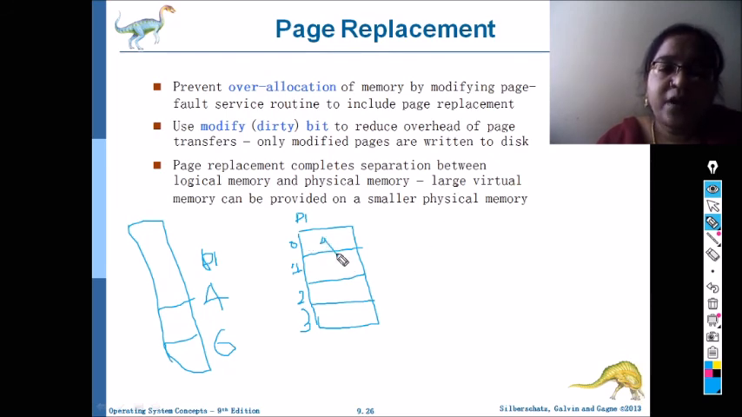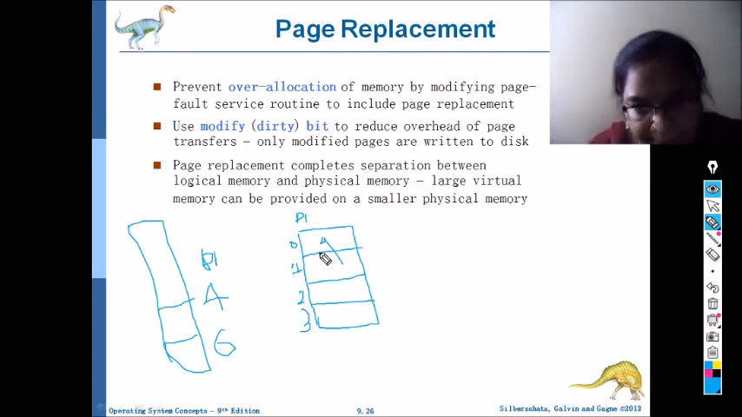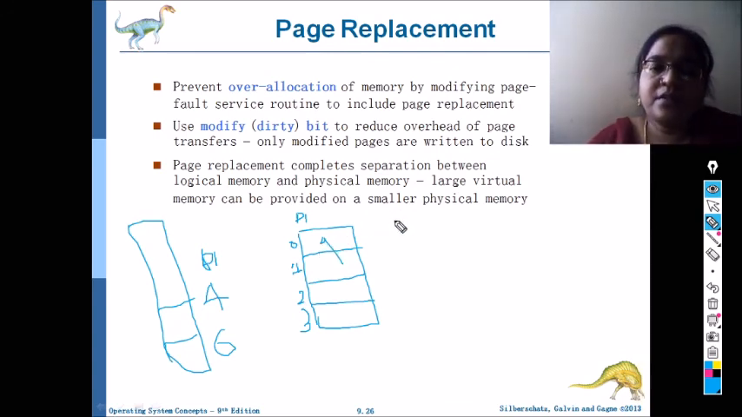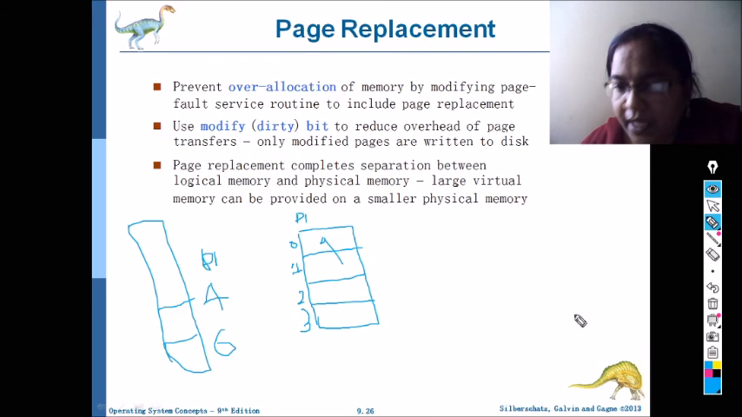Replace means you move page 0 to the hard disk, and then page 4 is brought. One is swapped out and another is swapped in. Swapping out and swapping in is taking more time, so how can you reduce this? You know that all these copies of pages are already there in the hard disk. Only if this page was modified is the copy in the physical memory different from the copy of page 0 in the hard disk.